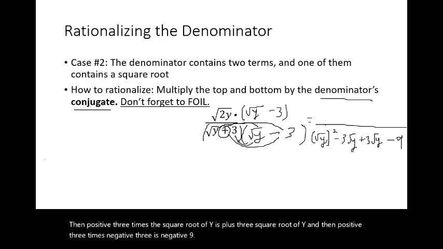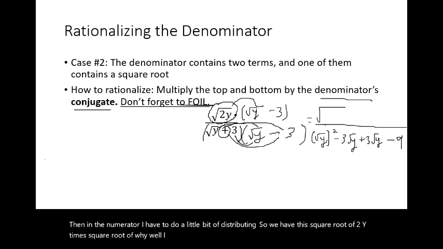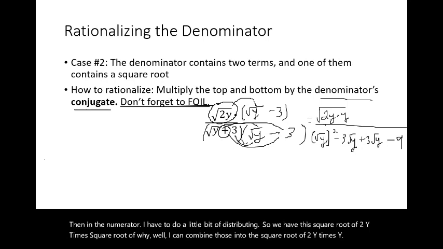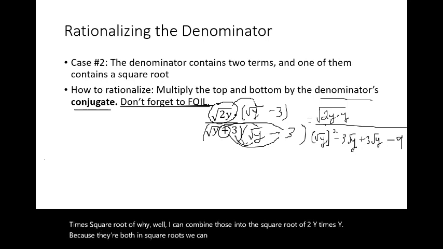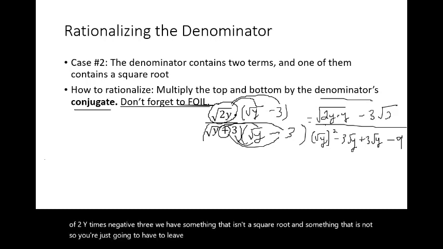Then in the numerator, I have to do a little bit of distributing. So we have this square root of 2y times square root of y. Well, I can combine those into the square root of 2y times y, because they're both in square roots, we can put them together like that. And then the square root of 2y times negative 3, we have something that is in a square root and something that is not, so you're just going to have to leave it as minus 3 square root of 2y.